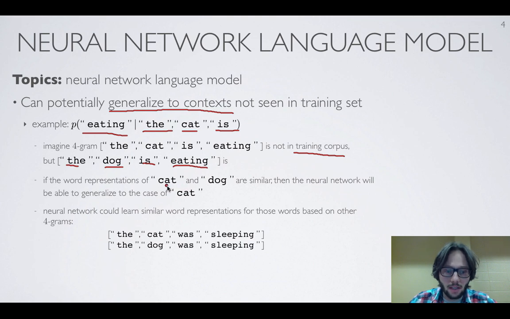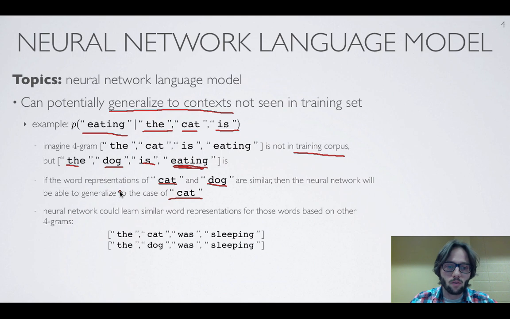Now, if the word representations of cat and dog are similar, and if the neural network has learned to predict a good probability of seeing eating after the dog is, then it should also give a good, a similar probability in the context where instead of dog we have cat. And that's because the part of the input that corresponds to cat is similar to the part of the input that corresponds to dog, and since for the other words in the context, the and is, they're exactly the same words, then the neural network should have a similar output and thus generalize well to that case.